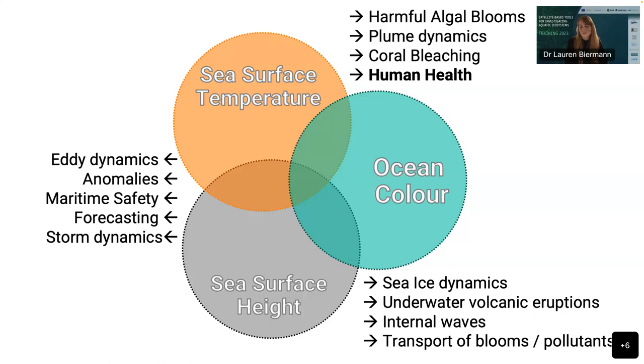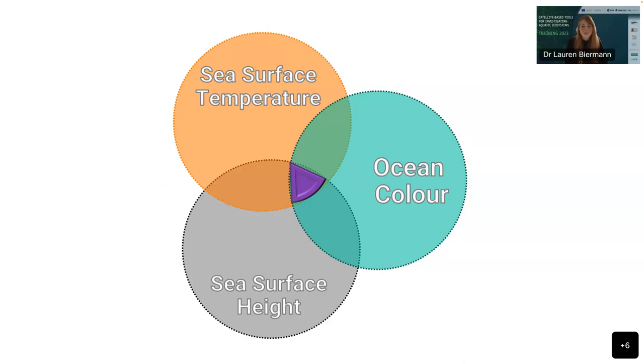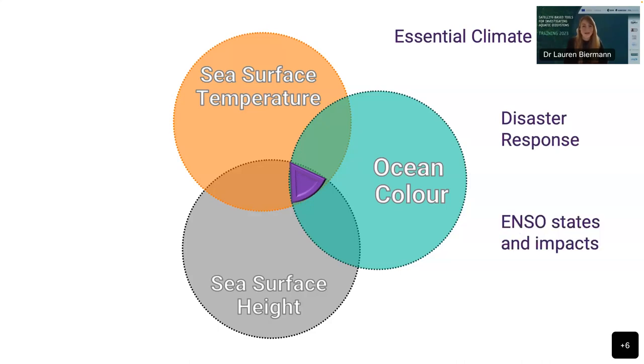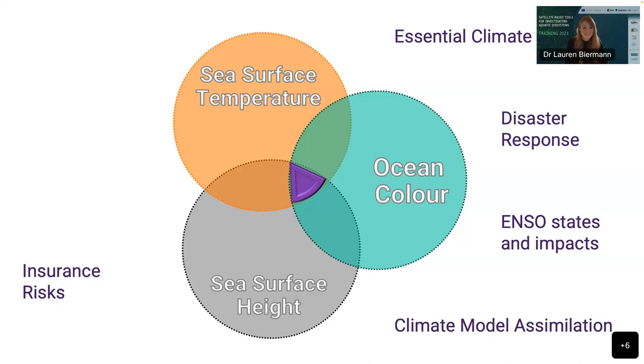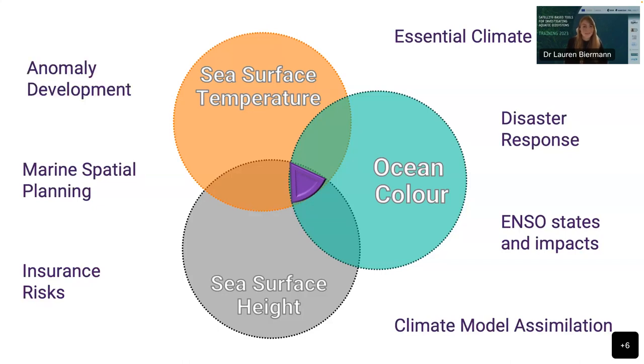And of course, I've talked about the intersect between two at a time, but the magic really happens when we look at the center and we look at the overlap of all three. Because when we do that, we're able to see things like essential climate variables. We're able to become really involved in disaster response. El Nino and La Nina, the states and the impacts, these are things we can observe and track using the intersect of these three. Climate model assimilation, insurance risks, which underpin the aspects really of our lived experiences, marine spatial planning, and anomaly development, which is very important.